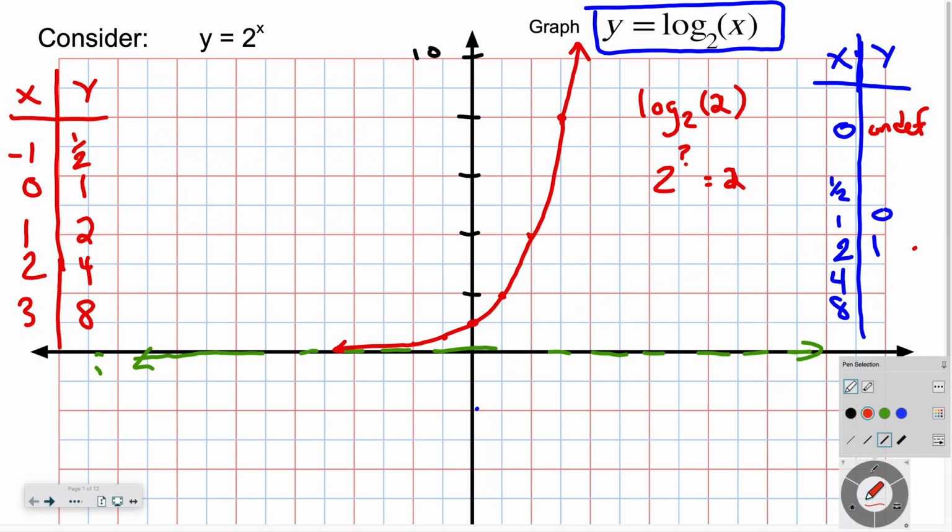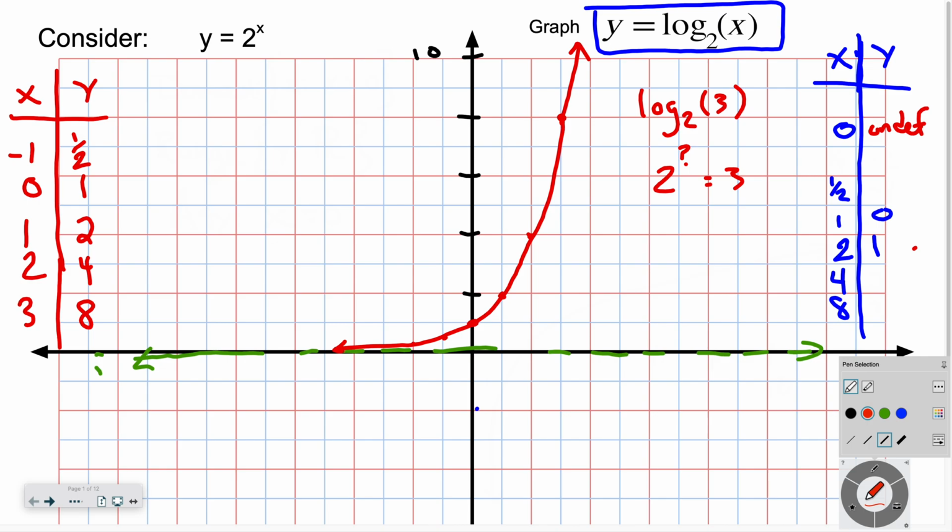I don't have 3 in my table, but if I were to use a 3, this is a little bit more complicated. 2 to what exponent is 3? I have no idea. I do know it's going to exist somewhere between 1 and 2. I just don't know exactly what it is, but you don't have to use that value, especially if you don't have a calculator accessible. Just jump to a new input x value that's a power of 2.